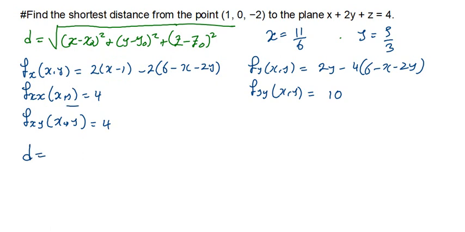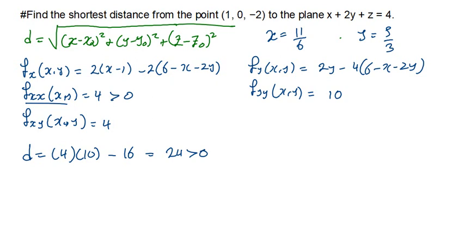So the discriminant is this one by that one: 4 multiplied by 10 minus the square of that, which is 16. That's 40 minus 16, which gives you 24, which is greater than 0. So the value for this is greater than 0, and the discriminant is also greater than 0. Hence we have a minimum.